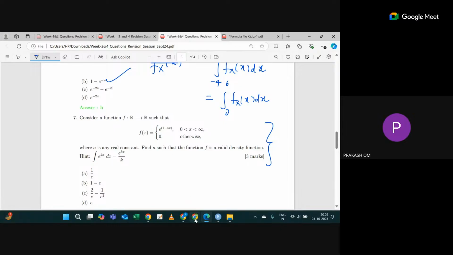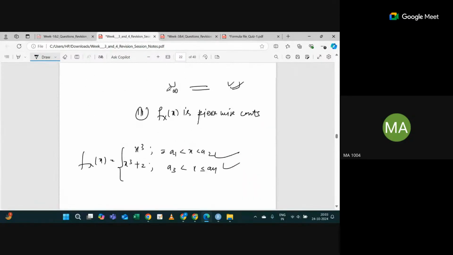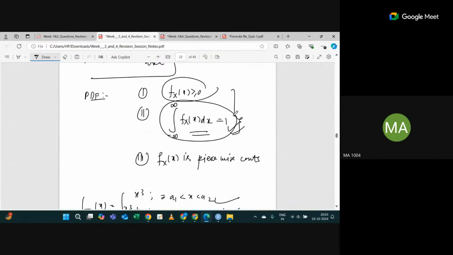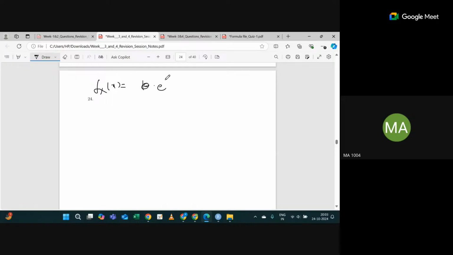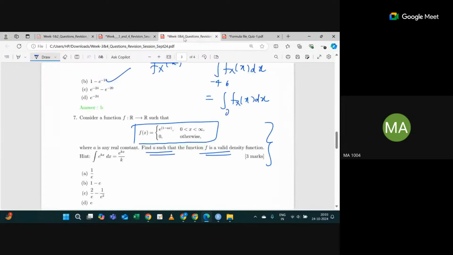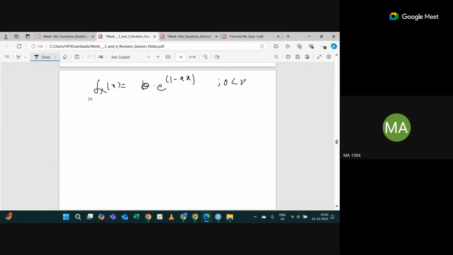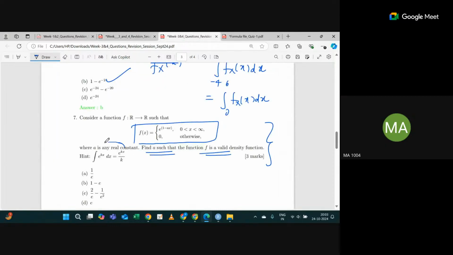Could you explain the question only? Okay, so the question is: this PDF is given to you, f(x) equal to e raised to power 1 minus ax. You have to calculate the value of a such that f is a valid density function. When f is a valid density function, it should be greater than or equal to 0 and the area under the curve should be equal to 1, right? Support is 0 to infinity.